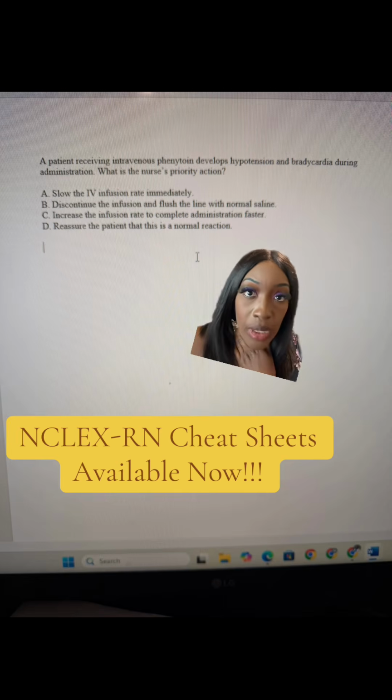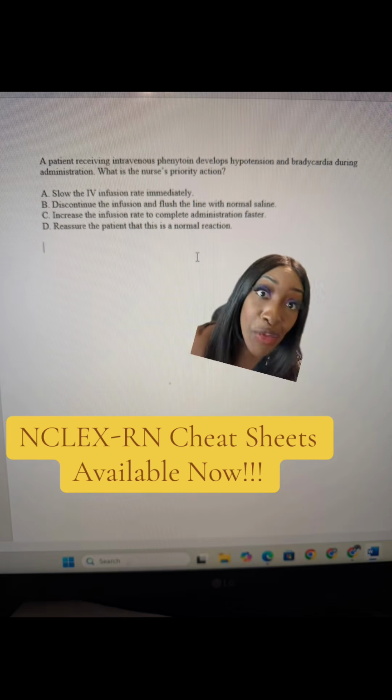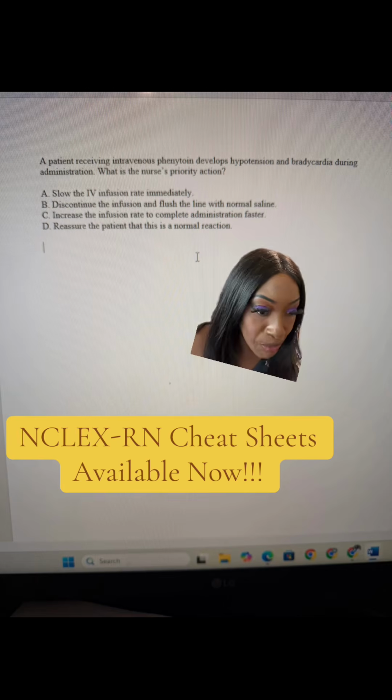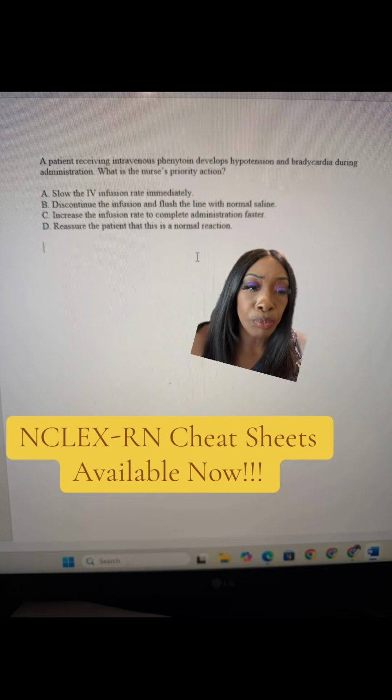You cannot give it sub-Q. You cannot give it perivascularly because let me tell you something. You give this drug perivascularly, you have a bigger set of problems that you're going to be concerned about. You're going to be concerned about compartment syndrome. You're going to be concerned about nerve damage. You're going to be concerned about necrosis. So stick to IV, PO.